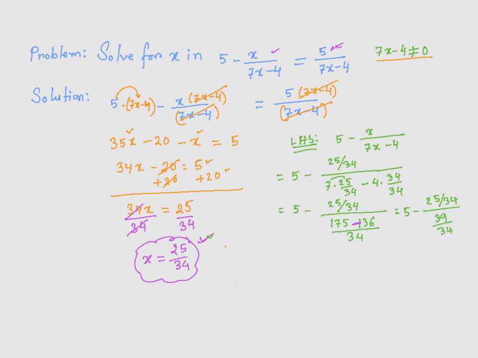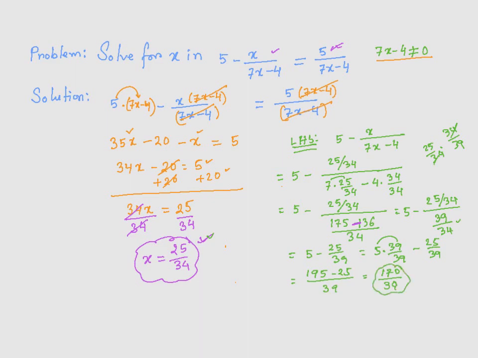Now if you simplify that, it is going to give you 25 over 34 times 34 over 39, because the denominator has to flip. This and this cancel out, so that's going to give you 25 over 39. So it's going to be 5 minus 25 over 39, which, by the way, if you do the simplification, is 195 over 39 minus 25 over 39, since 5 times 39 is 195, which is 170 over 39. So that's what I get from the left hand side.